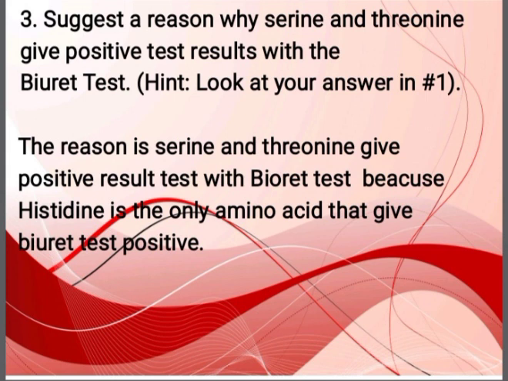Look at your answer in number 1. So, I base another to the number 1 question, or my answer in number 1 question. So, this is my answer. The reason is serine and threonine give a positive result in the biuret test because histidine is the only amino acid that gives a positive biuret test.